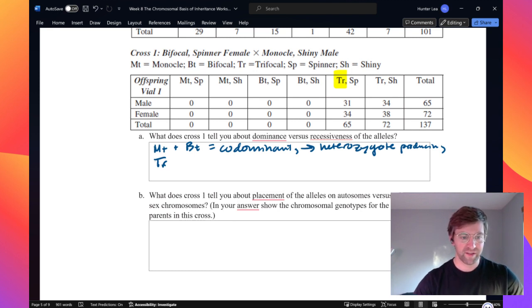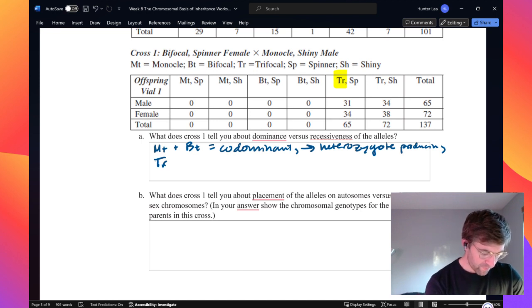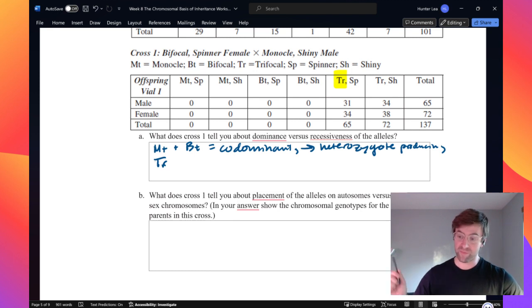So when we cross that bifocal spinner female with a monocle shiny male, we only have the possibility of MT crossed with BT. And since neither of those appear, we know that there's a 100% chance that they're all going to be heterozygotes. None of those individual traits appear. It's all trifocal. Trifocal must be an emergent property, the phenotype of the heterozygous genotype. That's kind of cool. Neato.